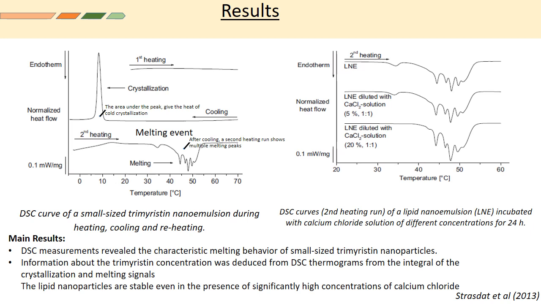Now for the data interpretation, the curves here are normalized with respect to sample weight, and the results he got from the research work are stated below. From the result, it is stated that the DSC measurement revealed the characteristic melting behavior of small size nanoparticles. Information about the concentration was deduced from DSC thermographs from the integral of the crystallization and melting signals. The lipid nanoparticles are stable even in the presence of significantly high concentration of calcium chloride. That is how this DSC was used in the 2013 work.